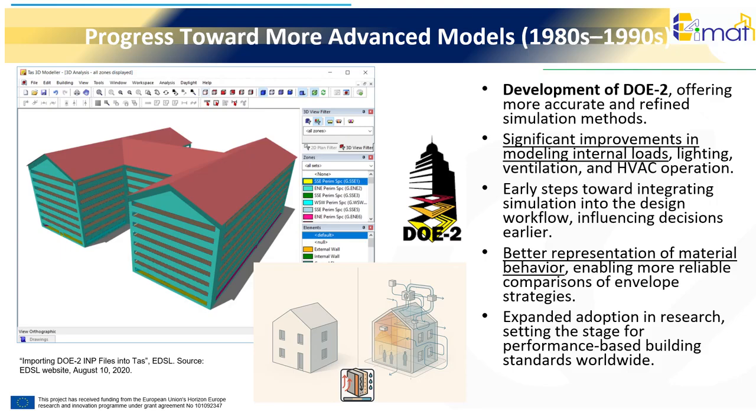This period also marked the beginning of integrating energy modeling into the design workflow. Although DOE-2 remained separate from architectural tools, it encouraged design teams to assess performance earlier, even during conceptual stages. For researchers working with materials, this meant that simulation could begin to complement laboratory testing, helping to predict how specific assemblies or combinations of materials would perform in the context of a full building.